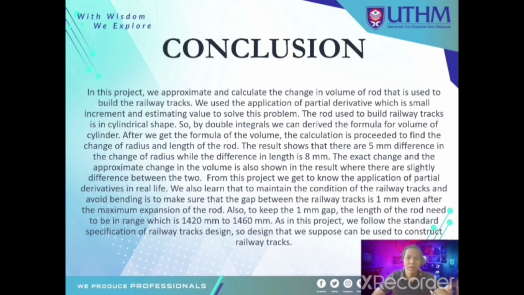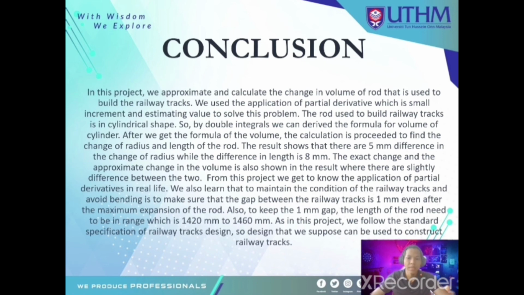After we get the formula of the volume, the calculation proceeds to find the change of radius and length of the road. The result shows that there is a 5 mm difference in the change of radius, while the difference in length is 8 mm. The exact change and the approximate change in the volume are also shown in the result, where they are slightly different. From this project, we get to know the application of partial derivatives in real life.